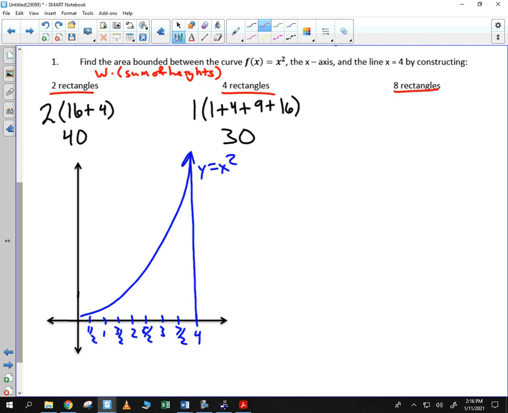And now I'm going to go ahead and draw the first rectangle. Second rectangle, third, fourth, fifth, sixth, seventh, eighth. You can see that this looks like a pretty good estimation. We're not over the curve by as much as what we were before. But we need to determine the width. The width is 0.5.